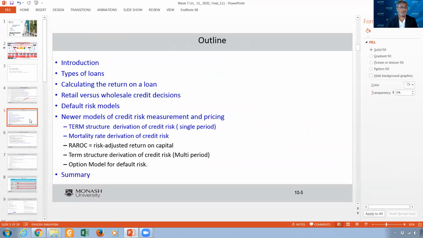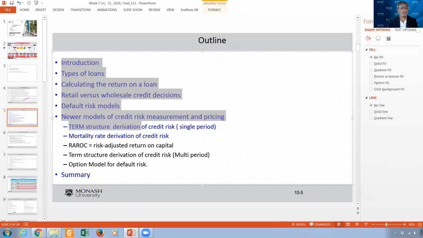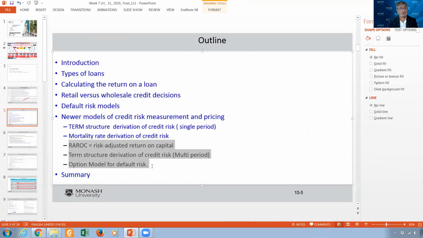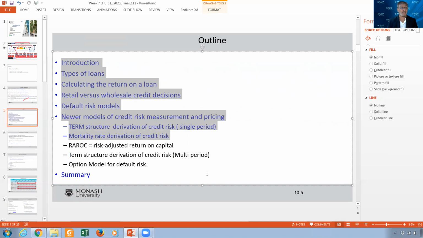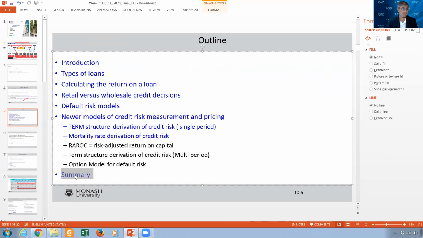So let me now go to this. All this blue font is what we are going to cover in week 7. The rest will be forwarded to week 8, where I will add these models plus the portfolio risk, and it will be covered in week 8. But these blue items are in week 7, and then I will give a summary.